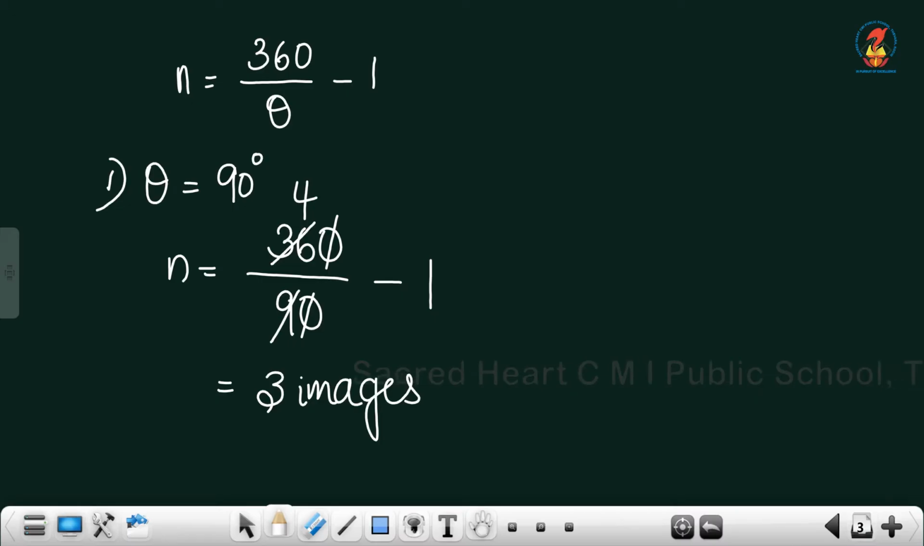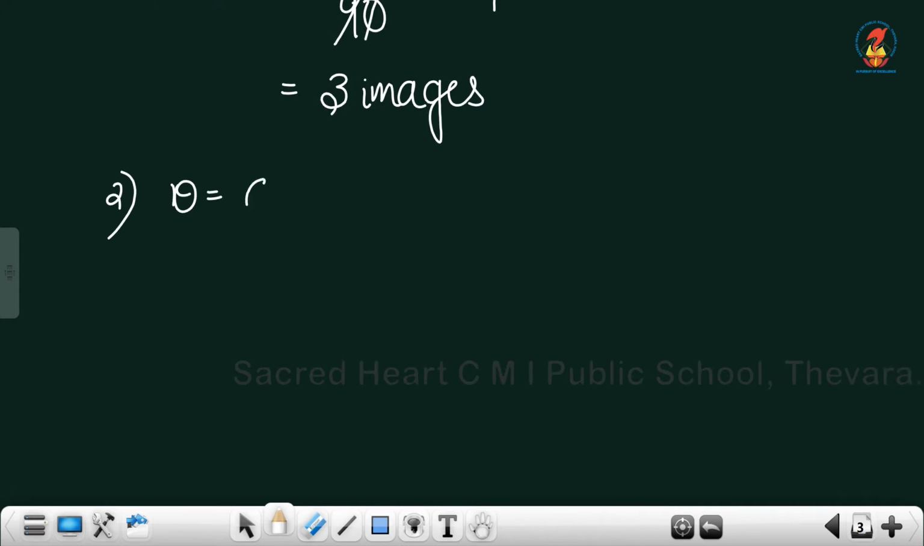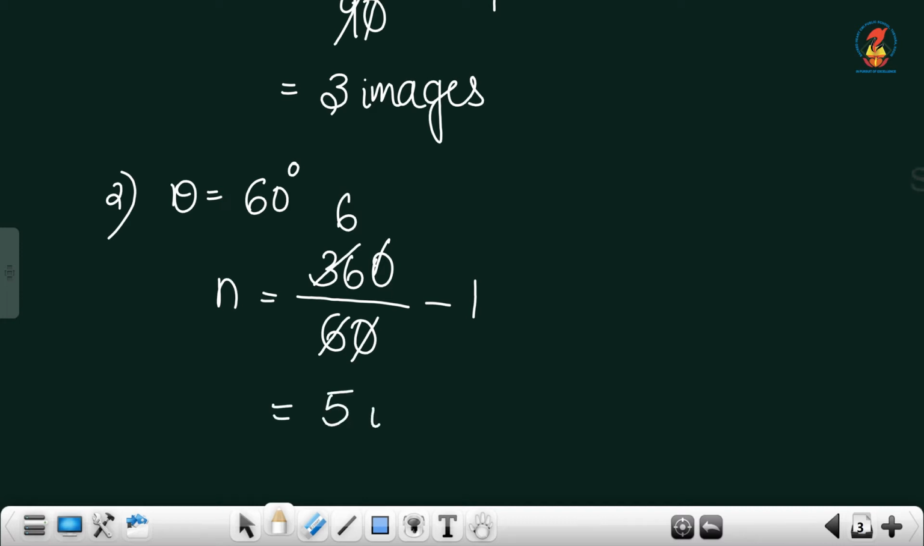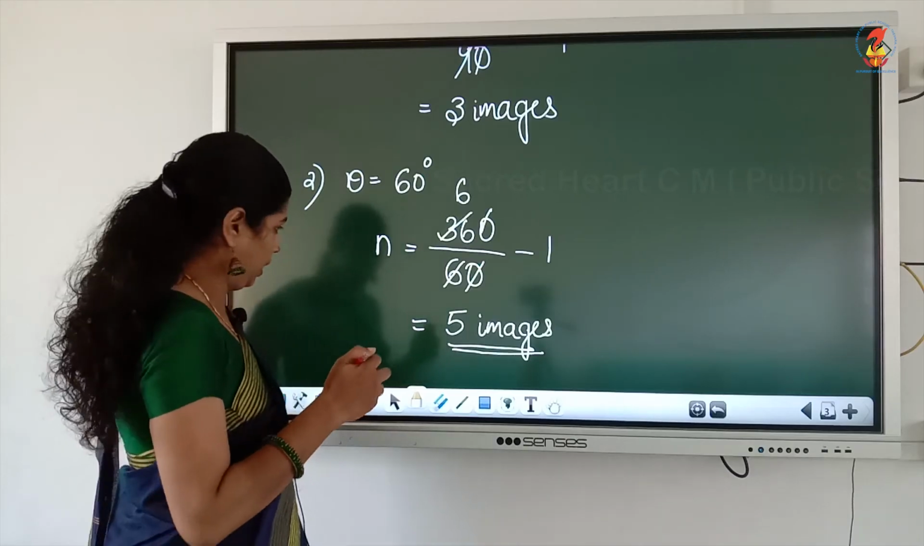Now, second problem: theta is equal to 60 degrees. How many images will be formed? n is equal to 360 by 60 minus 1. So, 6 minus 1, 5 images. 5 images will be formed if the angle between the two mirrors is 60 degrees.